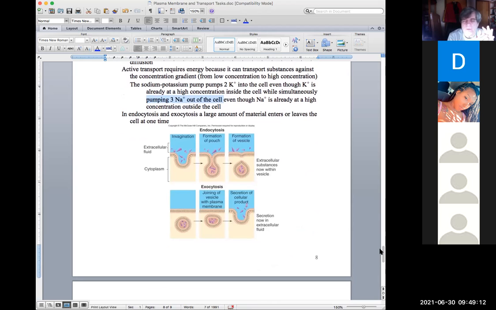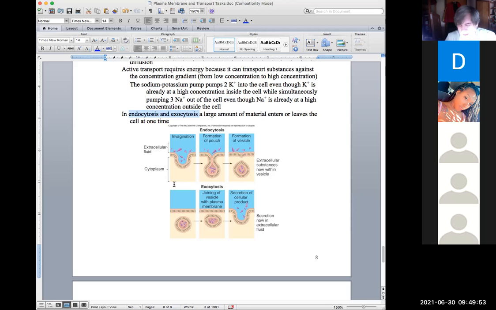Now, the final ways that we can get things into a cell or out of a cell, as the case may be, is through some processes called endocytosis and exocytosis. Endocytosis refers to moving a lot of material into a cell all at once. Remember, we said one problem before was, you couldn't only get one molecule at a time by diffusion. Exocytosis is a way of eliminating a large amount of material from the cell all at once.